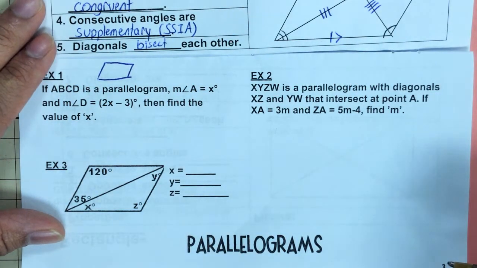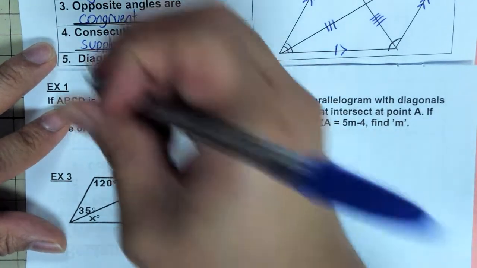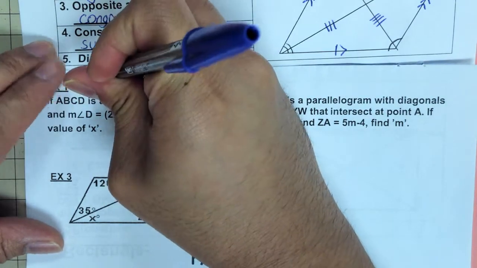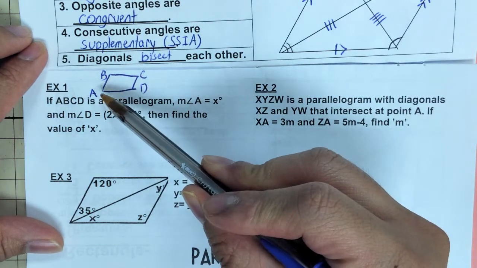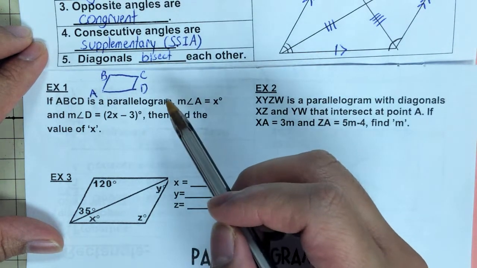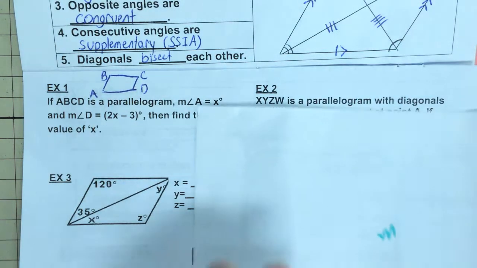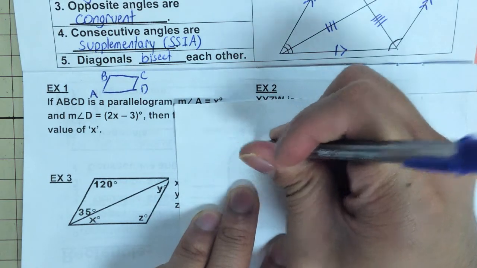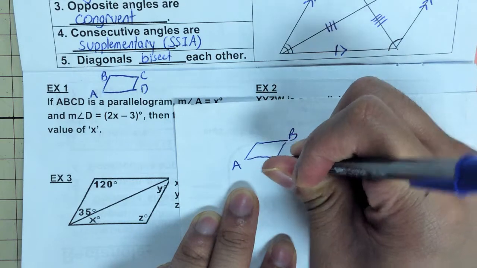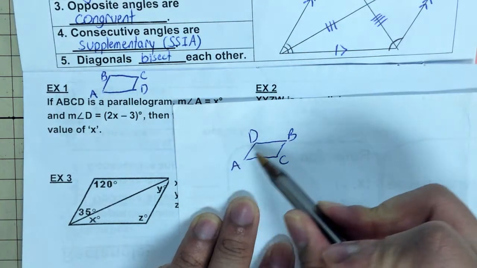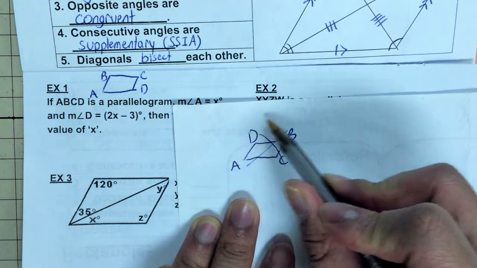Okay. When you draw a picture, the order of the letters matters. You have to go around A, B, C, D. Pick one corner to start with and go around. What you cannot do is something like A, B, C, D, where we go from A up here to B, down there to C, over here to D. You cannot do this. The letters need to go around.